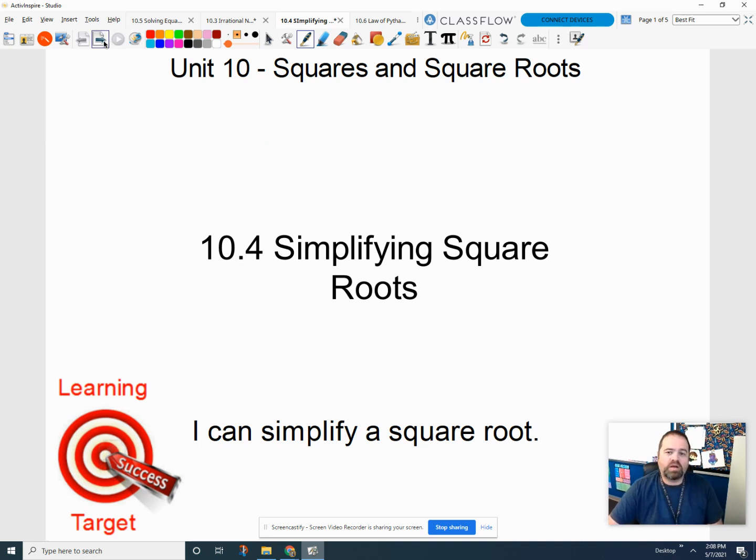Sometimes when you take the square root of a number, it's a little bit nicer to have something that isn't an ugly decimal, something you don't have to round, an answer that isn't an approximation. It is an exact answer. This really isn't a big, hard math concept. You just have to know how to look at it.